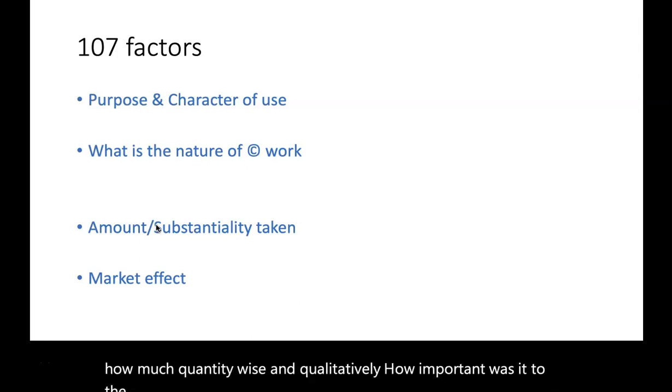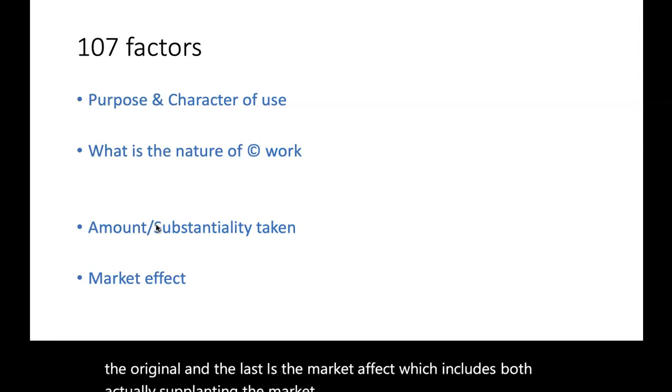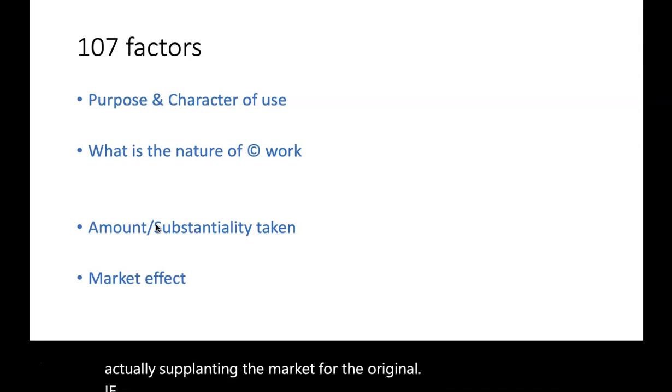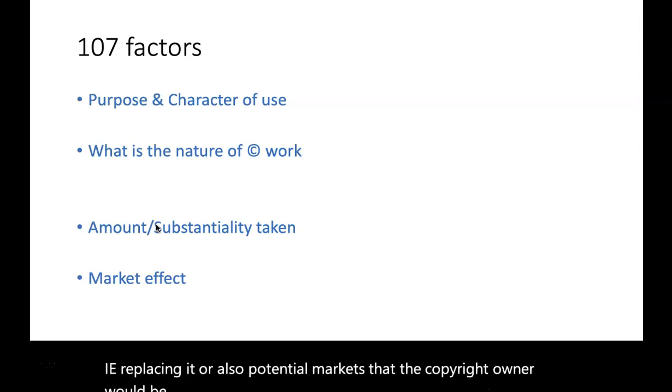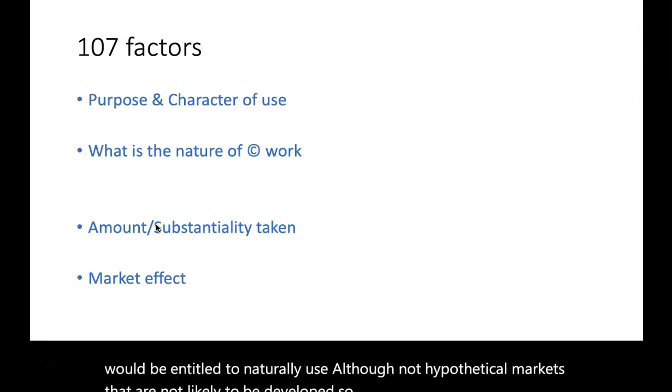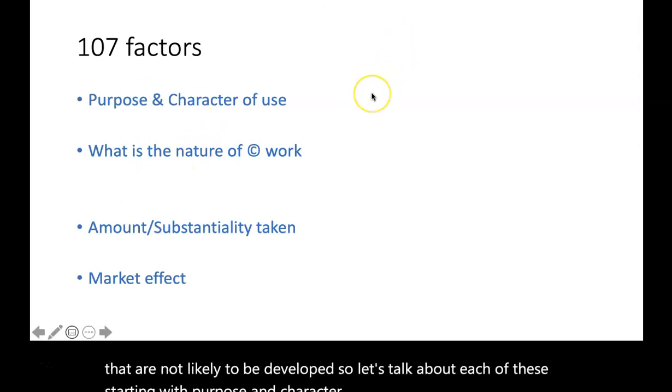And the last is the market effect, which includes both actually supplanting the market for the original, i.e. replacing it, or also potential markets that the copyright owner would be entitled to naturally use, although not hypothetical markets that are not likely to be developed. So let's talk about each of these, starting with purpose and character of the defendant's use.